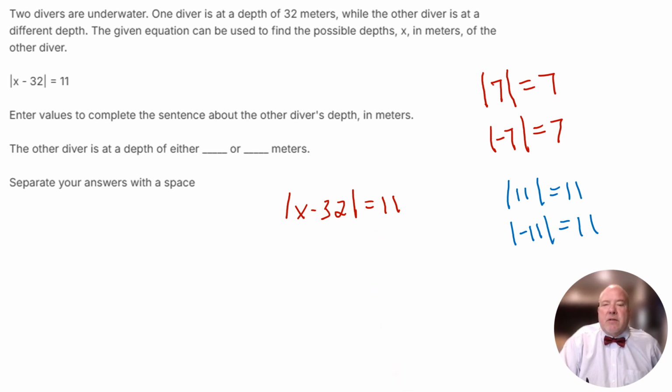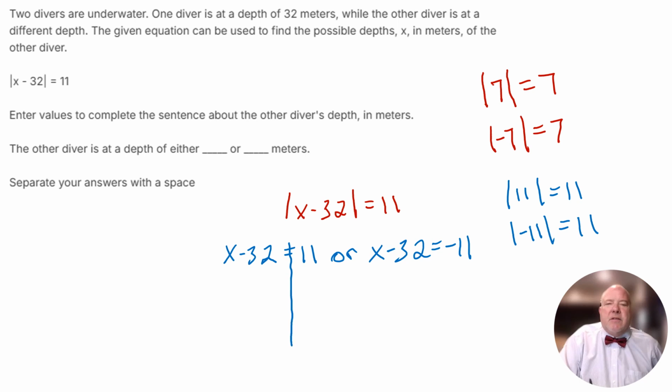So what I'm going to do is split this into two equations and then solve those two equations. I'm going to split this into x minus 32, notice I'm not using the absolute value bars anymore, could be equal to 11. Or the other thing is that x minus 32 could be equal to negative 11. And now I'm just going to solve these two equations. You're just using opposite operations to get the variable by itself.